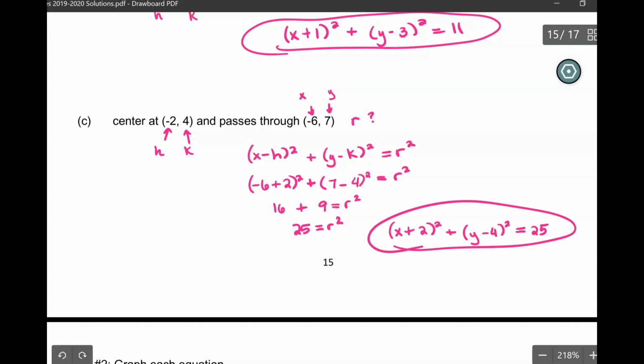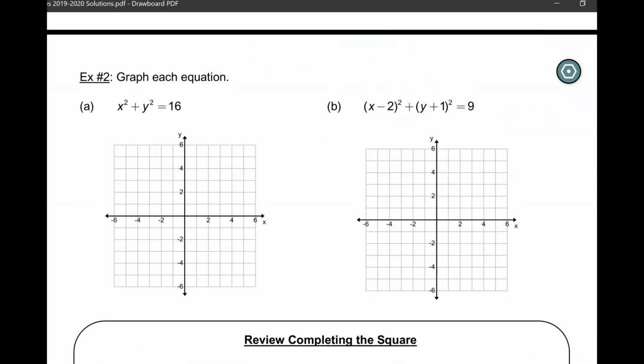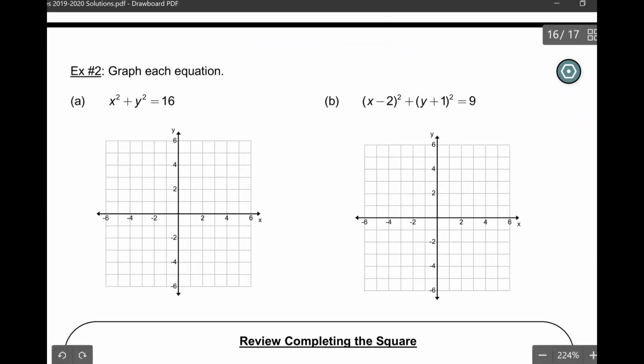Okay, next what we want to do is graph each equation. We first want to identify the center. The center here is 0, 0, because we don't have anything subtracted. And the radius is 4, because this is r squared, so the radius is the square root. Let's identify the center, so we'll put a C. And the radius is 4. So I'm going to count 1, 2, 3, 4 up, 1, 2, 3, 4 to the right, 4 down, and 4 to the left. And then I want to try to make a circle containing those 4 points.